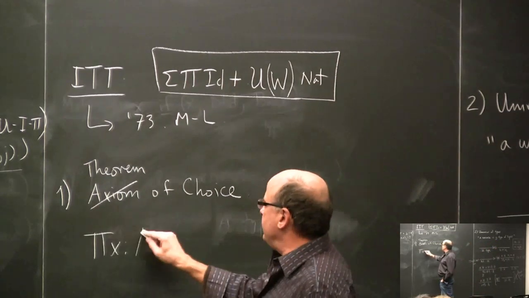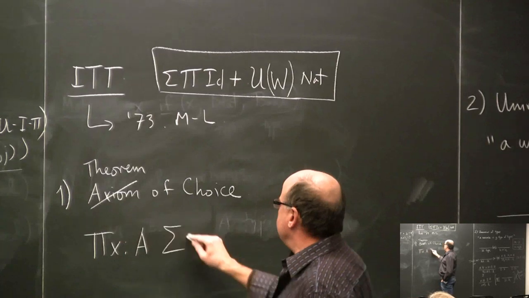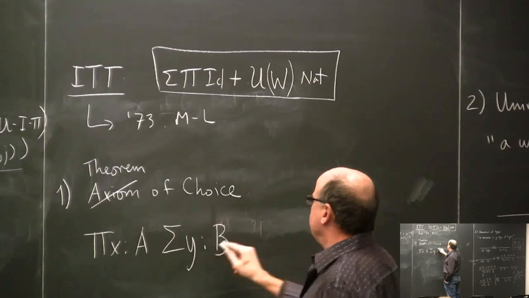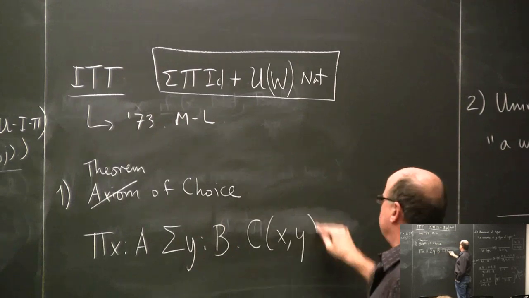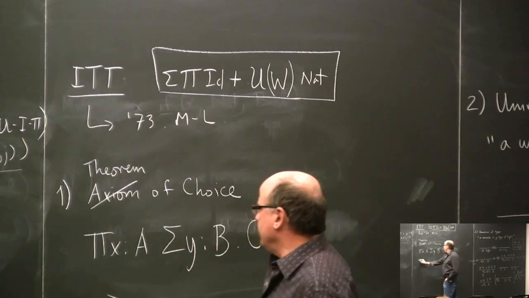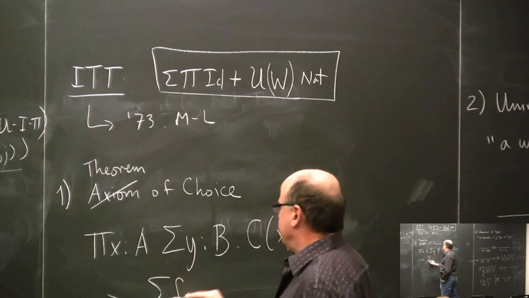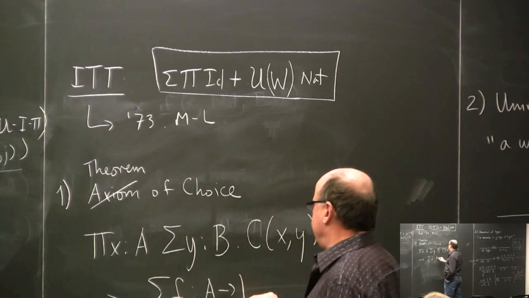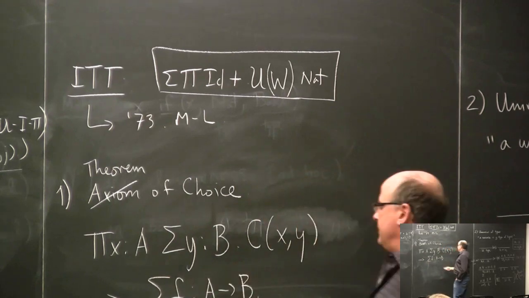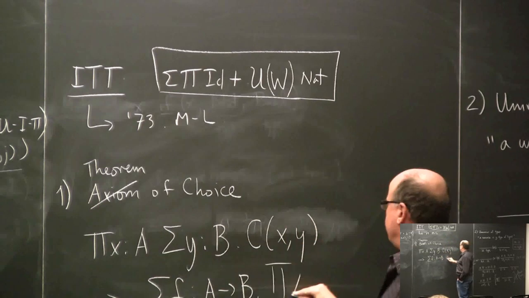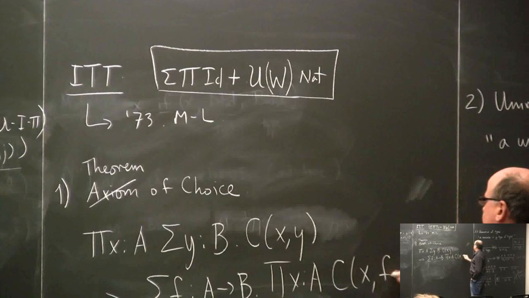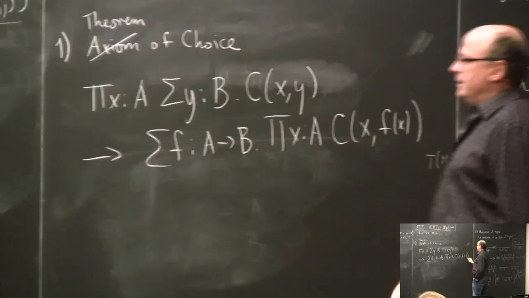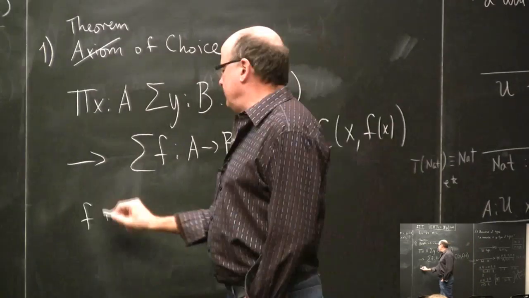So what I say is, if for every x in A there exists a y in B such that C, some relation, holds of x and y, then there exists a function f from A to B such that for every x in A, C holds of x and f of x. And f is called the choice function.